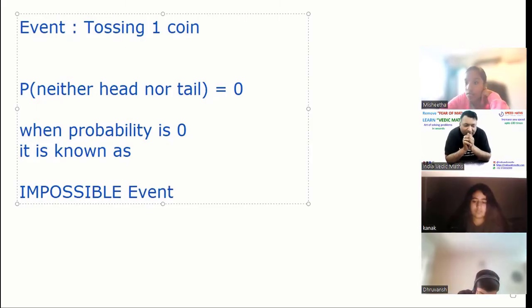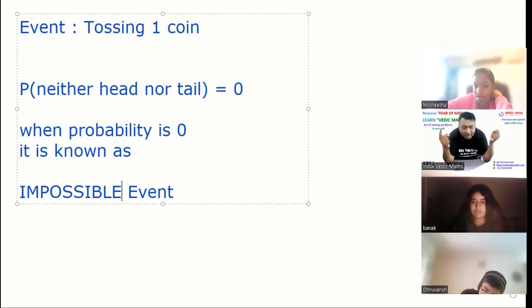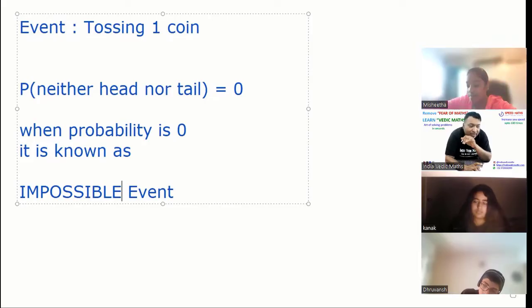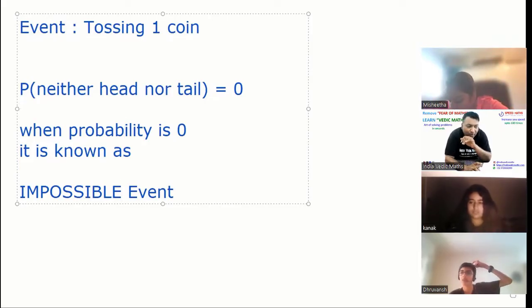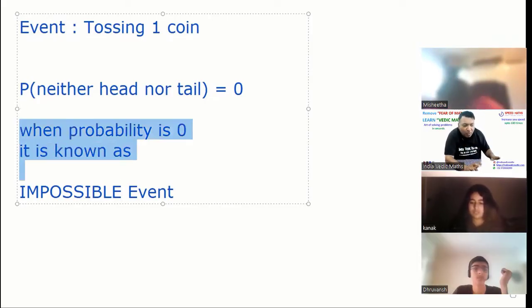So can you tell me, Mishita, I never explained this. What is the range of probability? From where to where does probability exist? In numbers, please. 0 to 1, in any event. Probability is always between 0 to 1. Probability cannot be more than 1. When probability is 0, it is known as an impossible event.